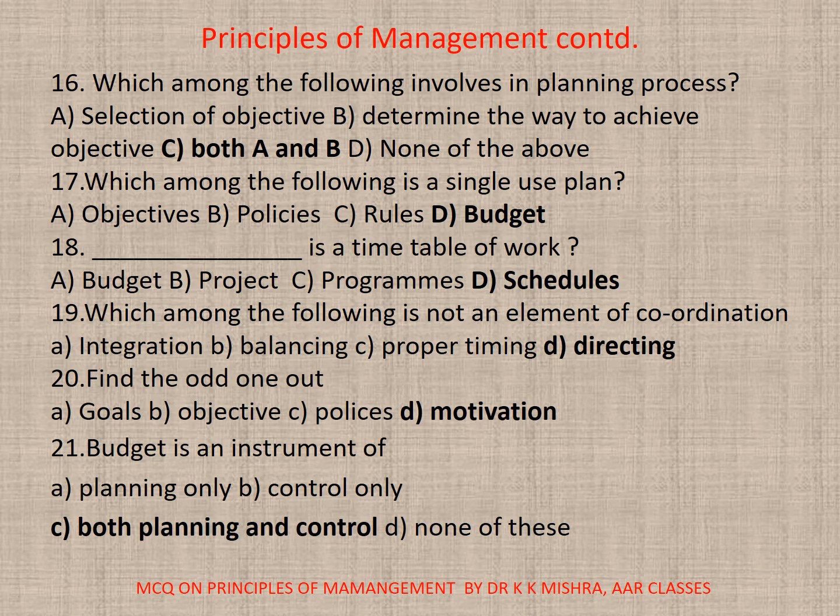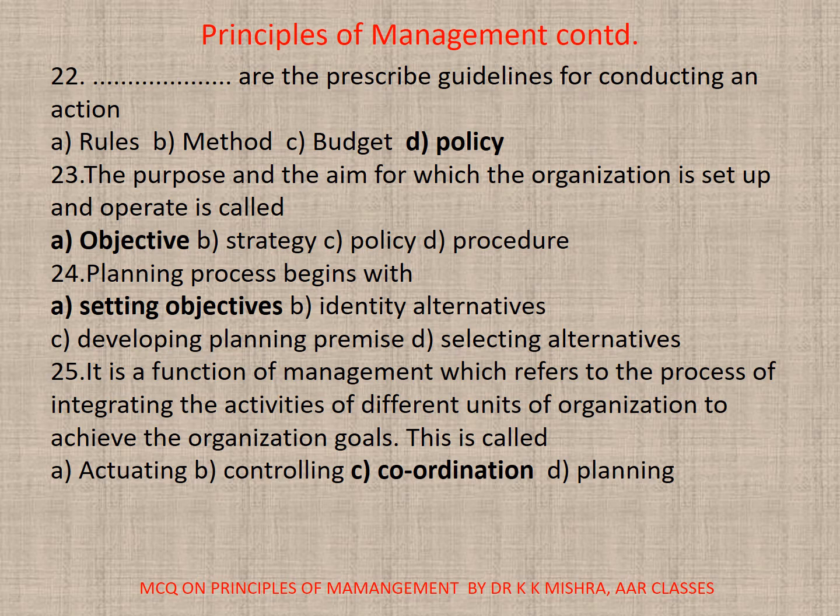Motivation. 21. Budget is an instrument of A. Planning only, B. Control only, C. Both planning and control, D. None. So correct option is C. Both planning and control. 22. Dash are the prescribed guidelines for conducting an action. A. Rules, B. Method, C. Budget, D. Policy. So the correct option is D.